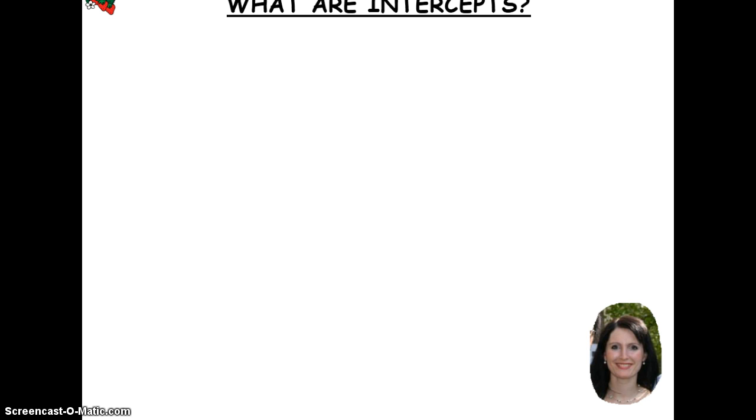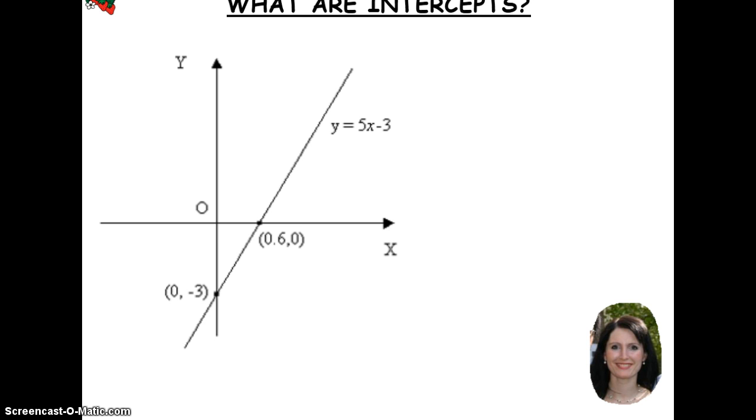Now, we want to look at intercepts, and we're going to learn to sketch graphs using the intercept method. First, let's think about what intercepts actually are. Here is a linear graph. We have an x-intercept and a y-intercept. What do you notice about the x-intercept? So the x-intercept is this value (6, 0).